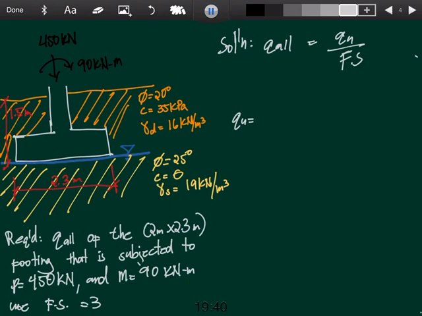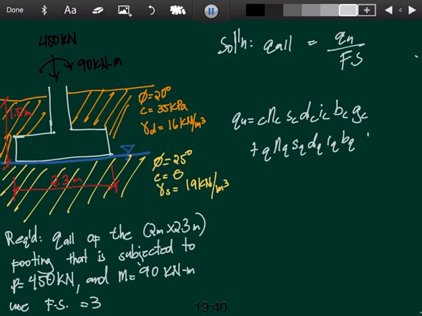Okay, so, ang formula ni Vesic ay CNC plus shape factor, depth factor, inclination factor, base factor, and we have the base inclination, and we have the ground inclination, plus Q and Q, tapos SQ, DQ, IQ, BQ, GQ, plus 0.5 gamma, B, N gamma, S gamma, D gamma, I gamma, B gamma, and G gamma. So, ito yung formula ng ating QU.